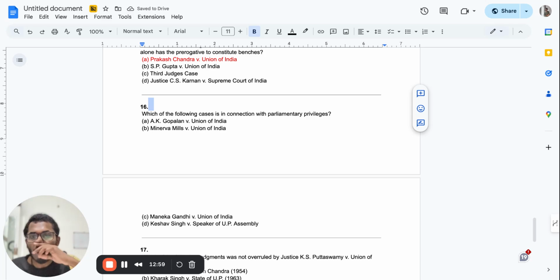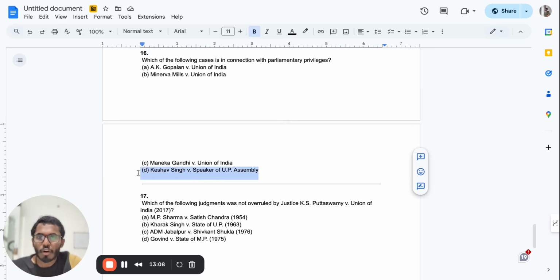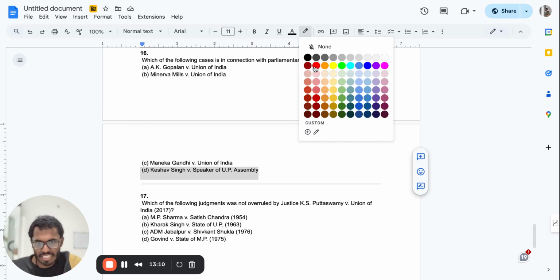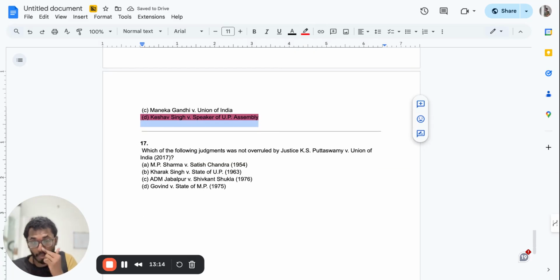It will gradually come. Which of the following cases is in connection with parliamentary privileges? Parliamentary privileges was Keshav Singh versus the Speaker of UP Assembly. Now, which of the following judgments was not overruled by Justice K.S. Puttaswamy versus Union of India? It was Govind versus the State of MP.